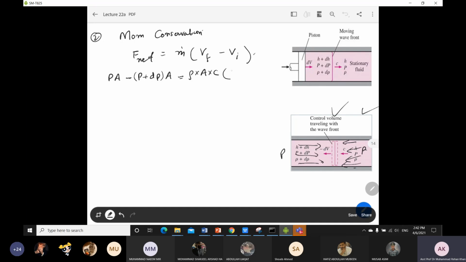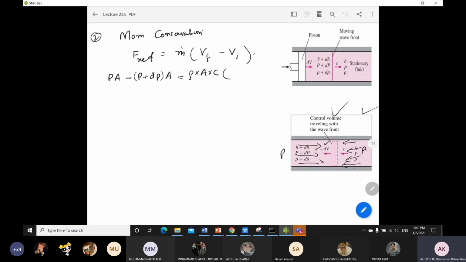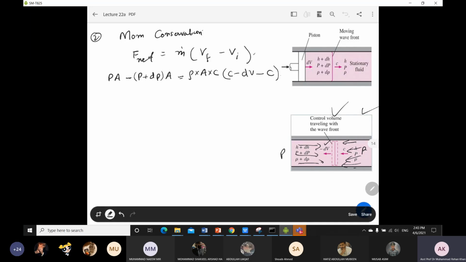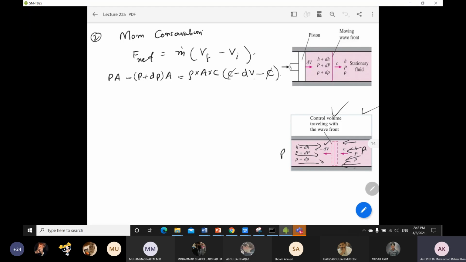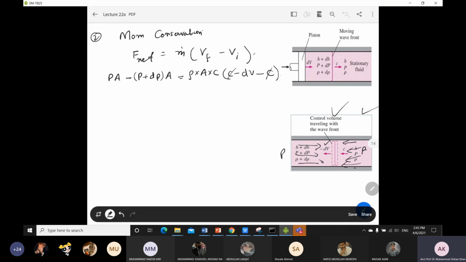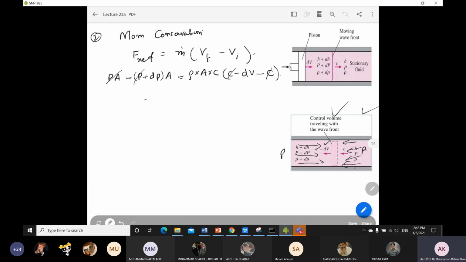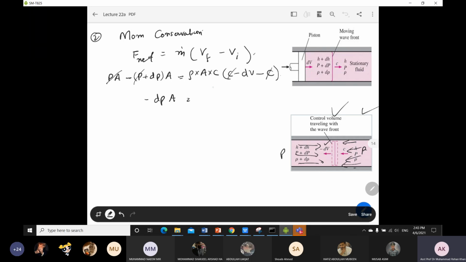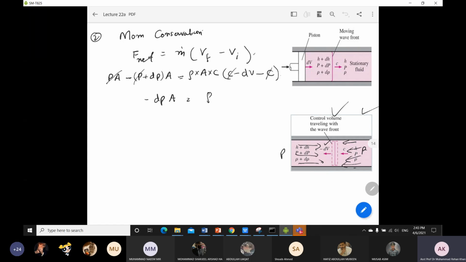And then final velocity, we already saw in the previous slide that this is C minus dV. C minus dV is the final velocity and initial velocity is C. So by using this relation, first thing is we can eliminate this C from here, and then we can also eliminate this P. And then we will get the final equation, which is minus dP into area is equal to rho A C dV.